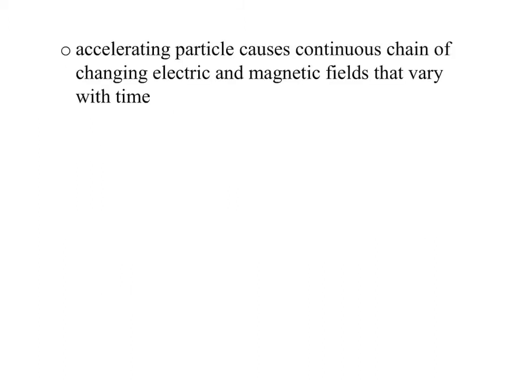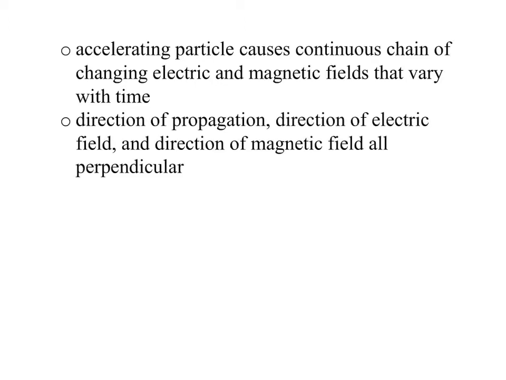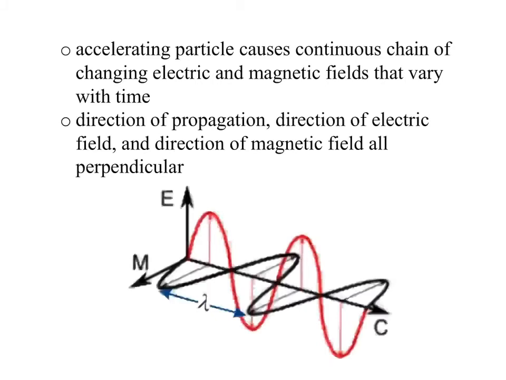So what is this all about? He said, well, if we have an accelerating particle, what's it going to do? It's going to cause this continuous change of electric fields, which then causes a continuous change of magnetic fields, and it varies with time. That is a really big thing that he discovered. So this is what EMR is.